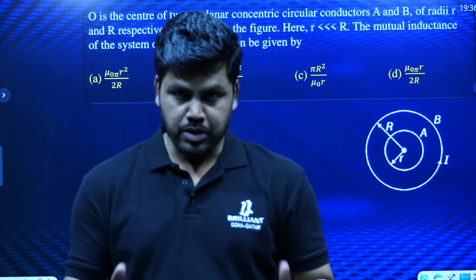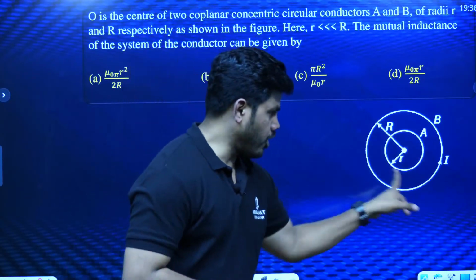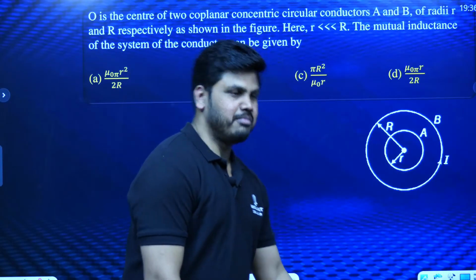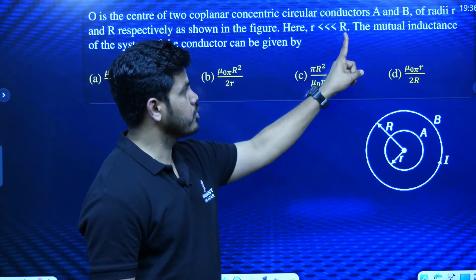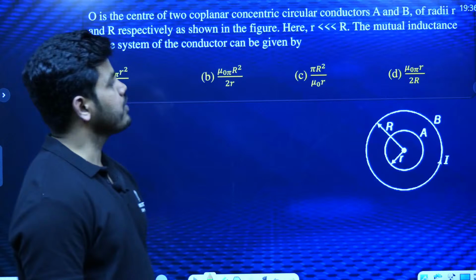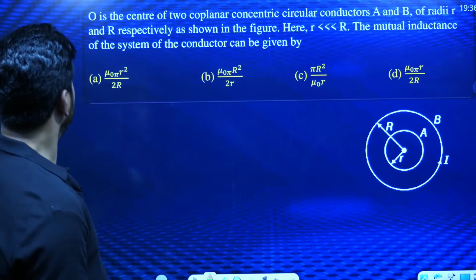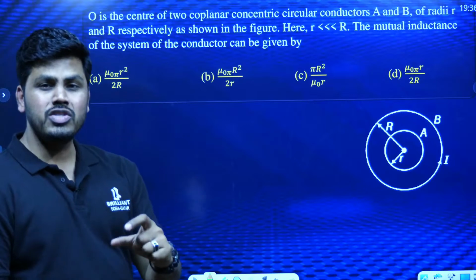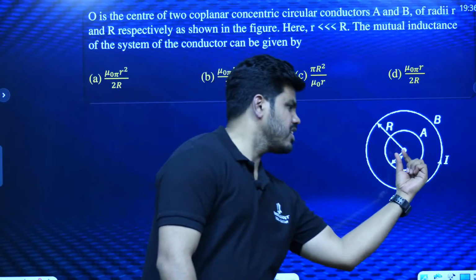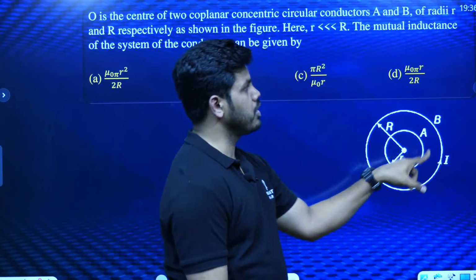Here again, a similar question. You can see two coils given, so definitely it will be some mutual induction. Let us see. O is the center of two coplanar concentric circular conductors A and B of radii r and capital R respectively, as shown in the figure. Here r is very much less than capital R. The inner circle is very small compared to the outer one.